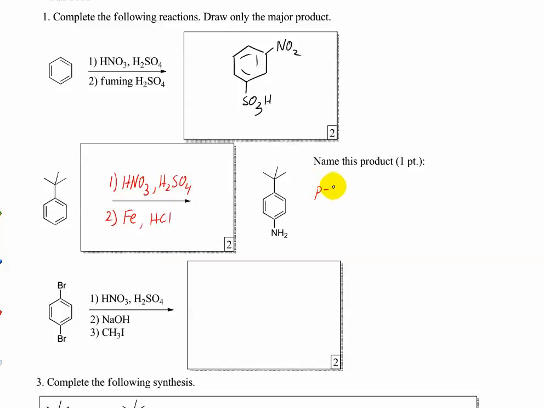Okay. And to name that, there are a couple ways you could do it. Best way is probably para-tert-butyl aniline. That's the most succinct. Also, 4-tert-butyl aniline would be okay.